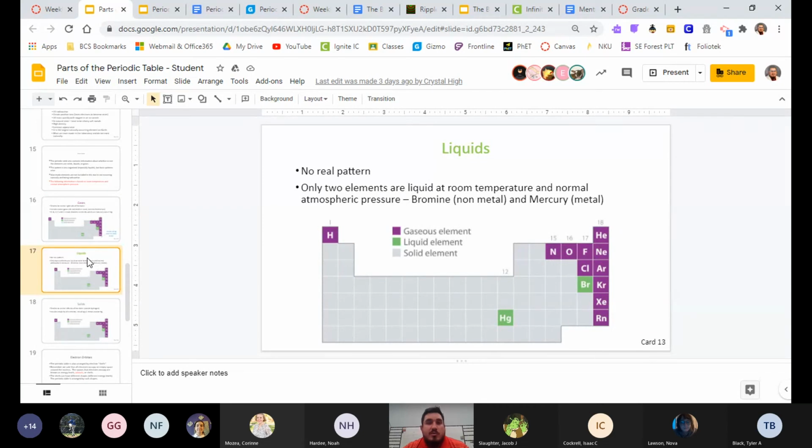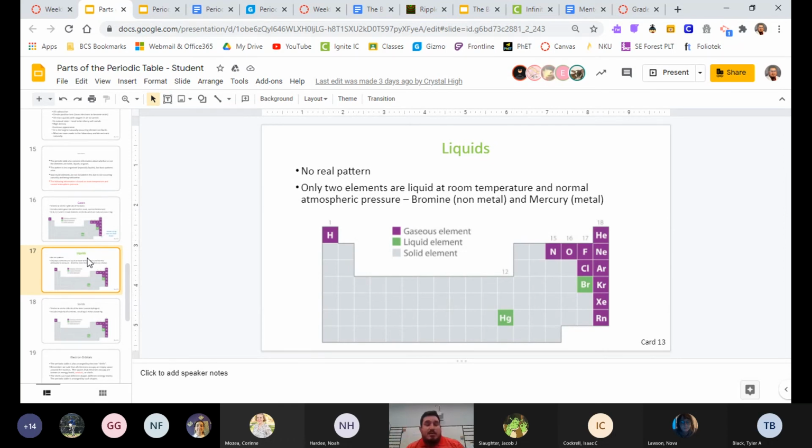Liquids, there's only two at room temperature. And at room temperature, this is also a standard air pressure, standard room temperature. And those are all important because the pressure will affect whether or not it's going to be a liquid or solid or a gas. So there's only two on there, and those are the green ones, bromine and mercury.